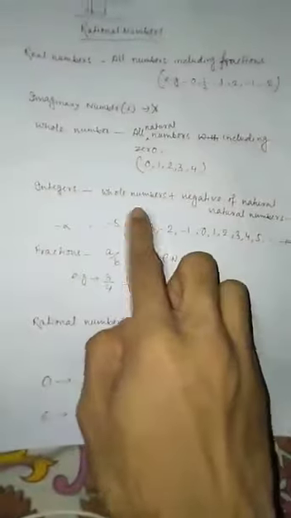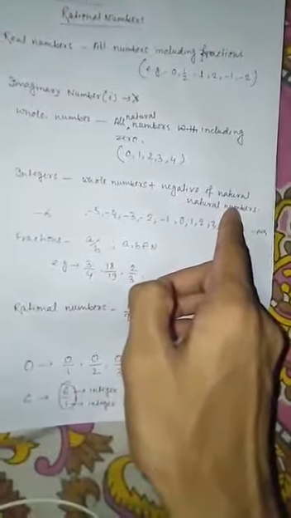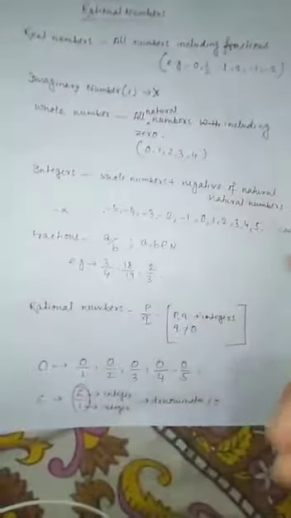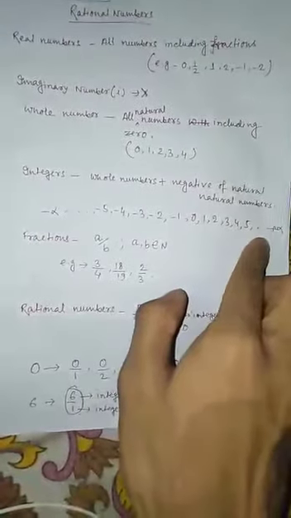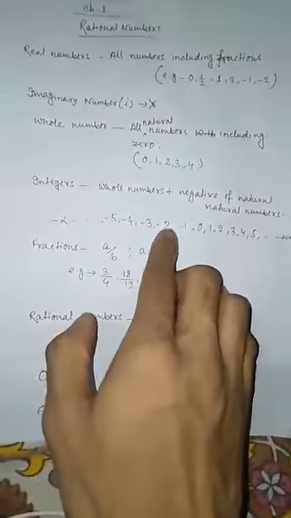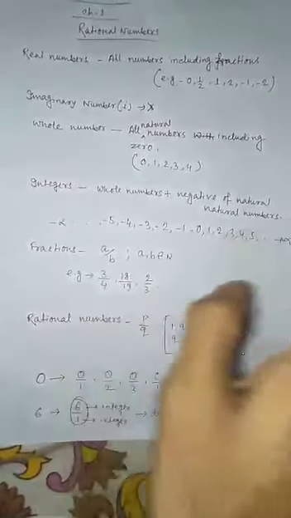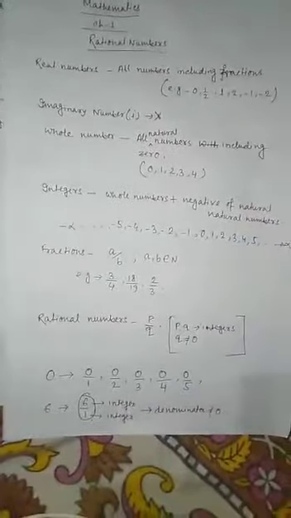All whole numbers and the negatives of all natural numbers are integers. So we can say that from minus infinity to plus infinity all are integers. That means -5, -4, -3, -2, -1, 0, 1, 2, 3, 4, 5, they all are integers. Okay, now what are fractions?